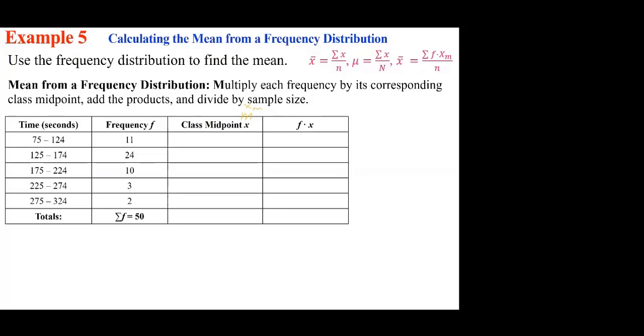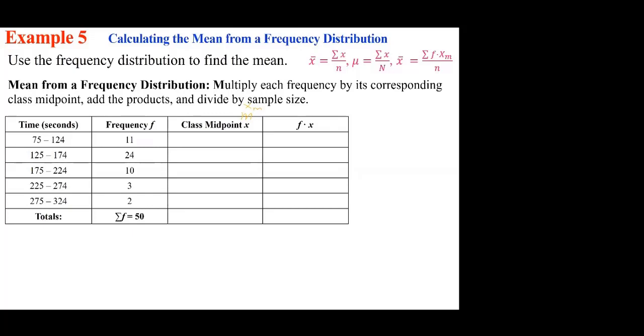It could be that all of them are 75. It could be that all of them are 124, or it could be somewhere in between, all over the map. We have no idea what each piece is, but I hope everybody understands the meaning of the frequency distribution table. So in calculation, we have no idea what each piece is, so the best guesstimation would be to use the midpoint.